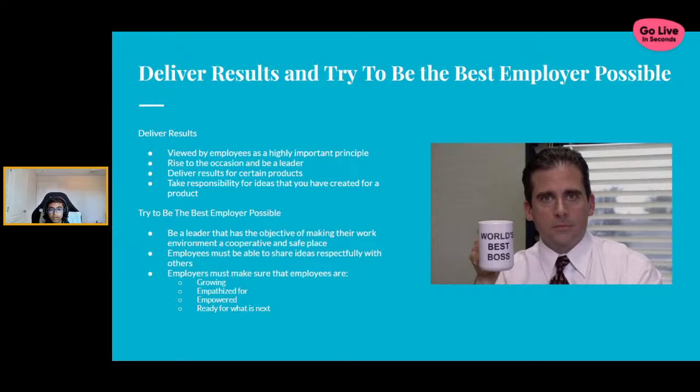They have to be a leader that has the objective of making their work environment a cooperative and safe place. Employees must be able to share their ideas with everyone respectfully, and leaders must make sure that all employees are growing, empathized with, empowered, and ready for whatever may come next.